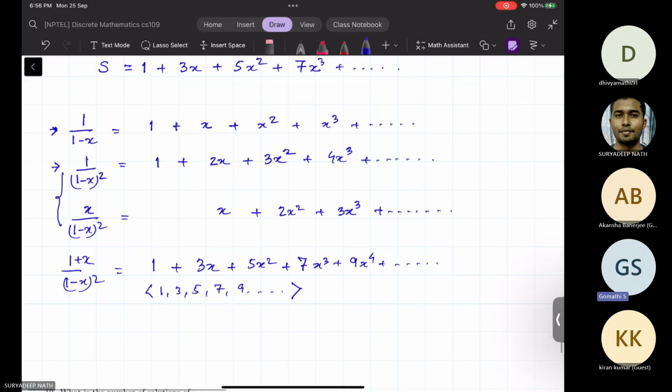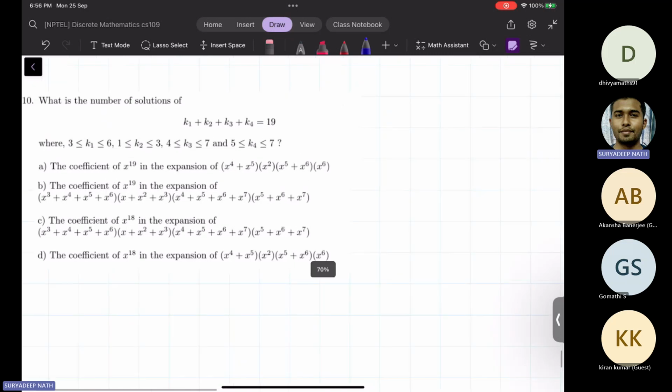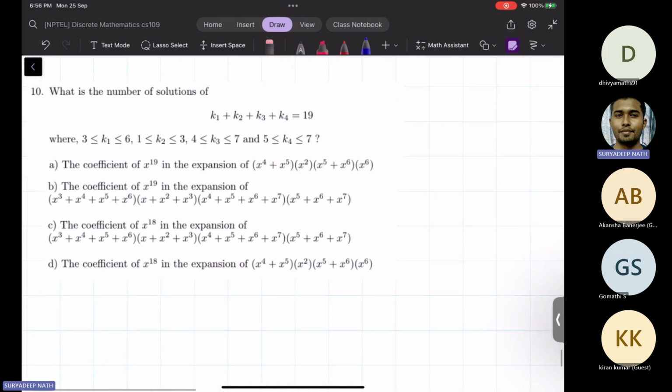Okay, let us move on to the final question. So what is the solution of this sum of integers? We have four integers, k1, k2, k3, k4, and they add up to 19, where they have certain constraints: k1 can take values between 3 and 6, k2 can take values between 1 and 3, k3 between 4 and 7, and k4 between 5 and 7.